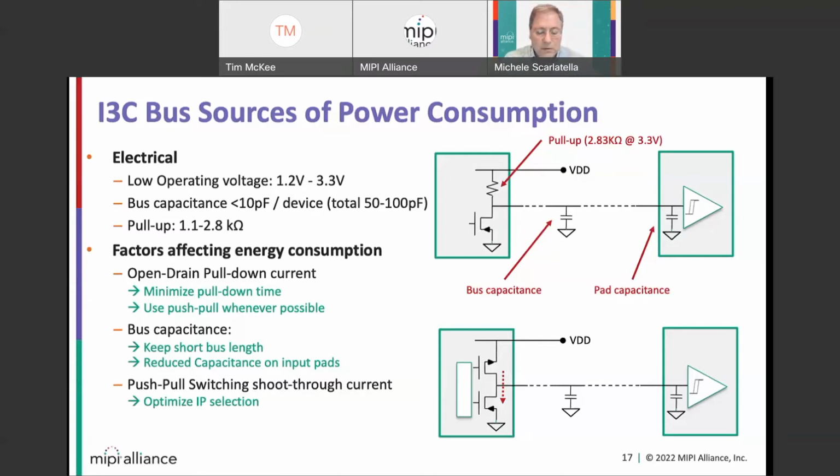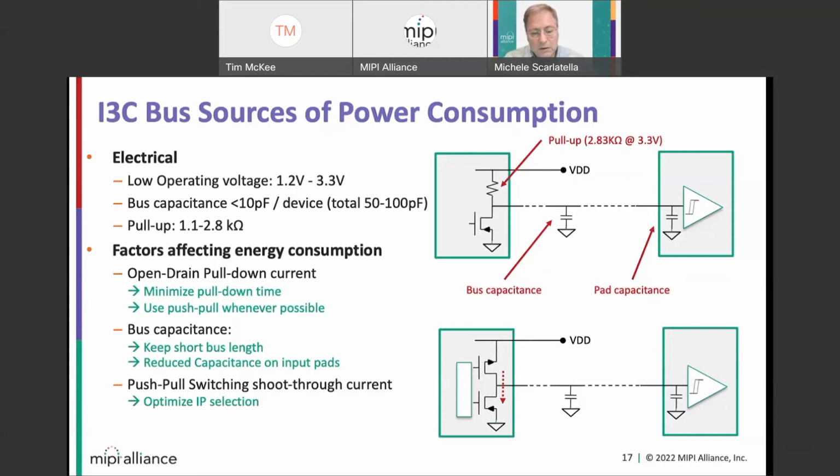By the way, there is also a third source. When the drive stage is switching from high to low or vice versa, there is always a short overlap between the upper PMOS and the lower NMOS. In modern technologies, this overlap is greatly minimized, but there is still some shoot-through current, and this is causing energy waste. And so the message here is, again, let's try to minimize the number of transactions you do on the lines.